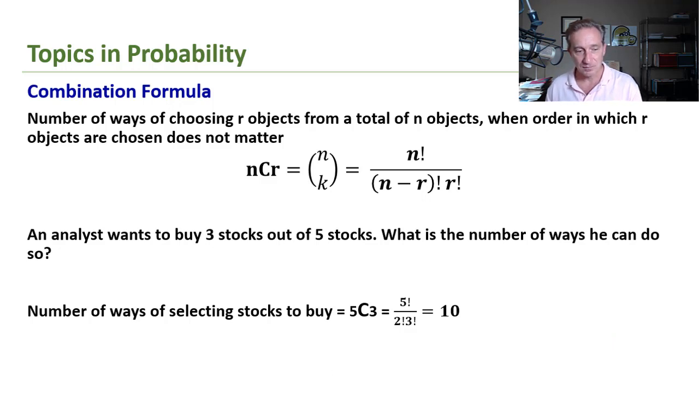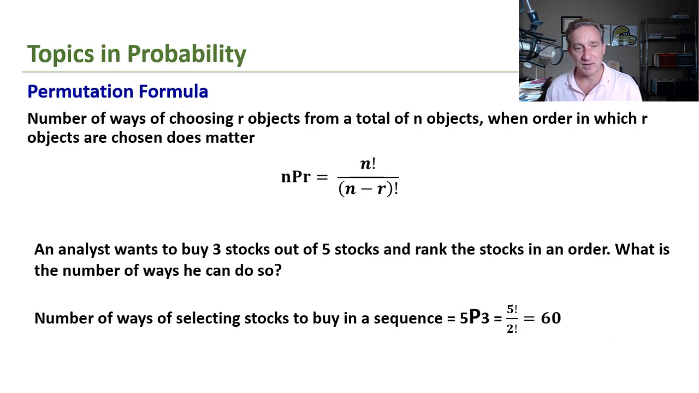And finally, related to the combination is the permutation, but that's when the order does matter. So here, the permutation is the number of ways of choosing r objects from a total of n objects when the order in which the r objects are chosen matters. So if we are counting order, that number needs to be significantly higher. n permutation r is given by n factorial divided by (n minus r) factorial.